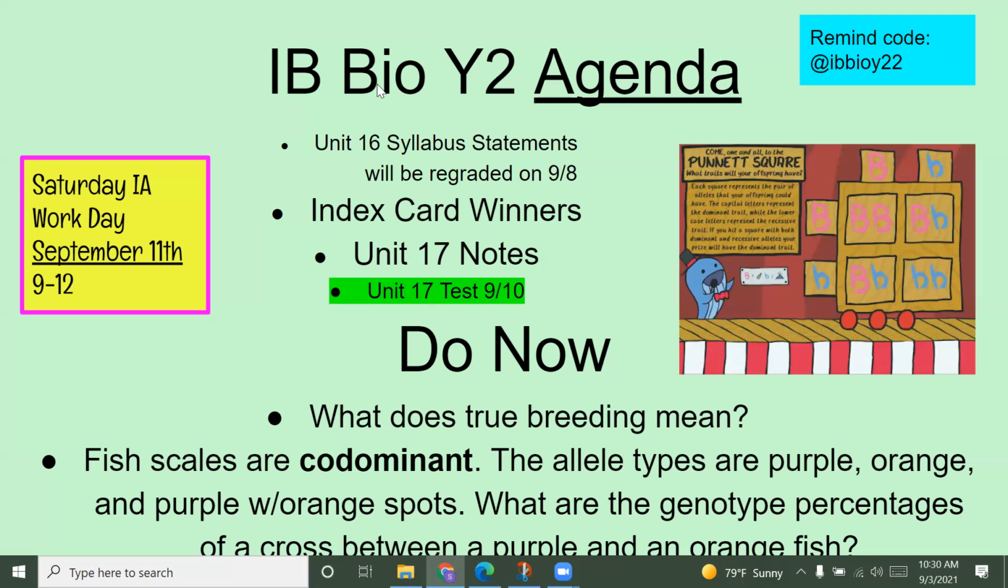We're talking about genetic disorders today. We'll go into some examples. Don't forget our Saturday IA workday. Next week, I'm going to create a sign-up genius so I know who's coming so we can plan for space and food and things like that. We can also maybe create a poll on food suggestions.